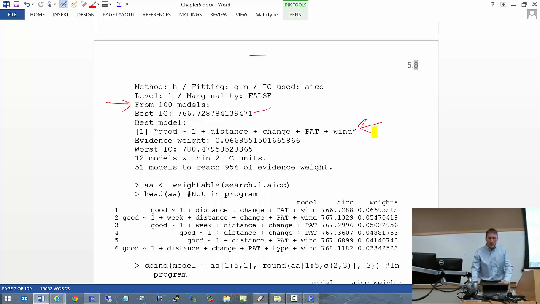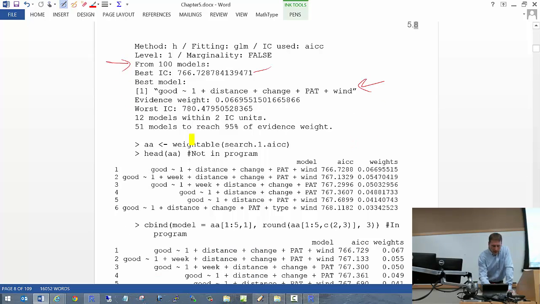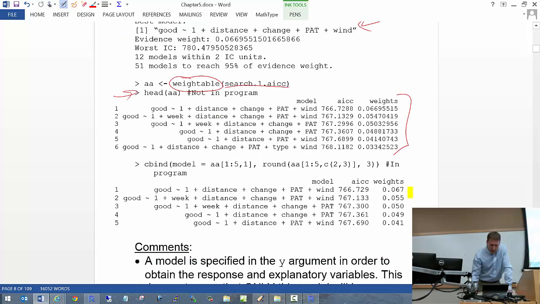Another way to summarize all the models is to use the weightable function. The term weightable will make more sense, again, a little bit later in Chapter 5, so just hold off on why we're using something called that. So if I say weightable, then where I store the results from GL multi, and do a head with it, I get the 6 best models in terms of the corrected AIC. And so again, we see distance, change, PAT, and wind, and the smallest corrected AIC.